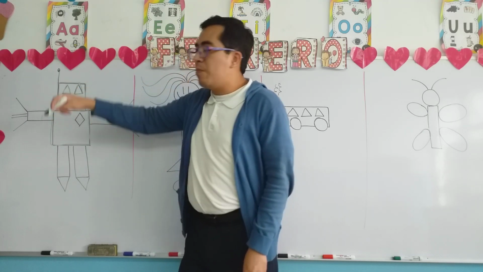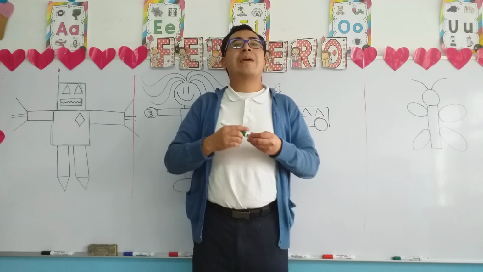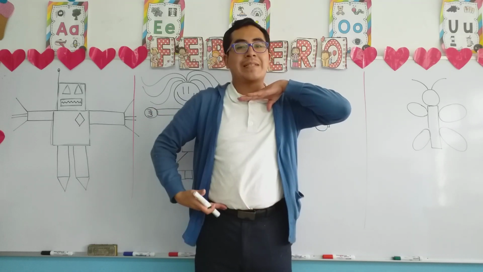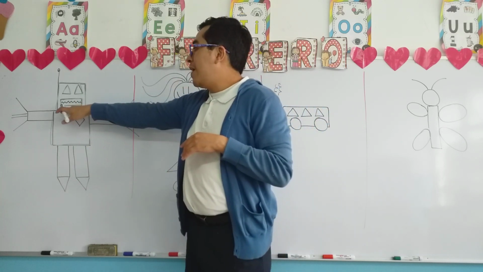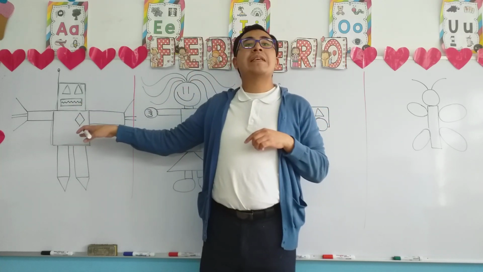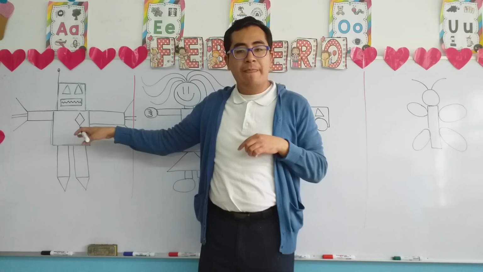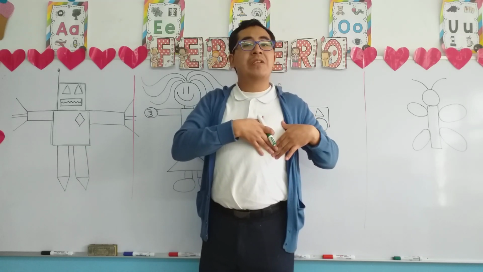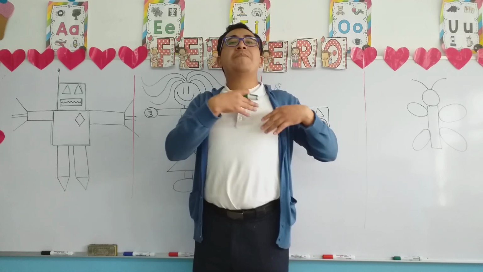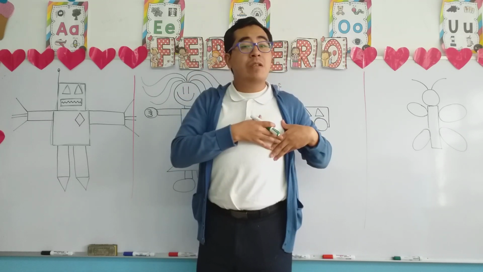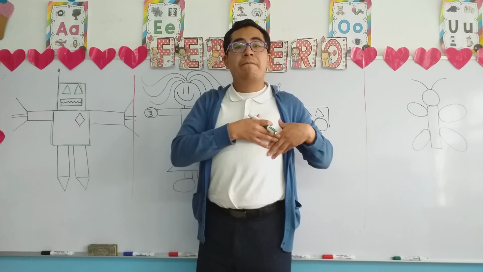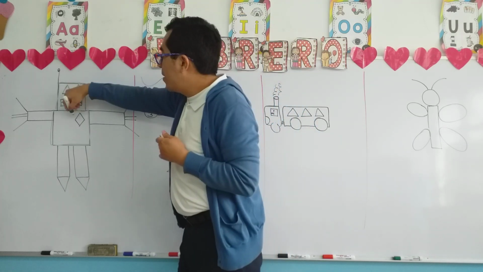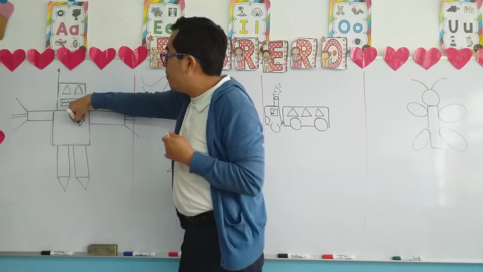El tronco del robot, recuerden que el tronco empieza donde termina el cuello hacia abajo a las caderas. Okay, that part of the robot is in square form. The heart of it, the heart of the robot, the part of the body that gives life, is made of rhombus. The heart of the robot is a rhombus.